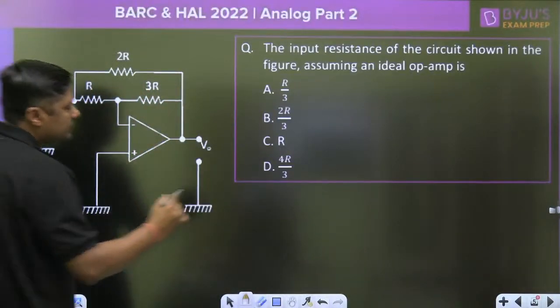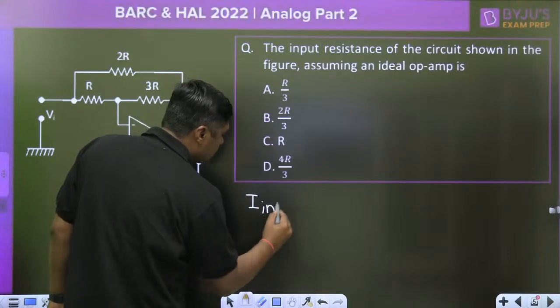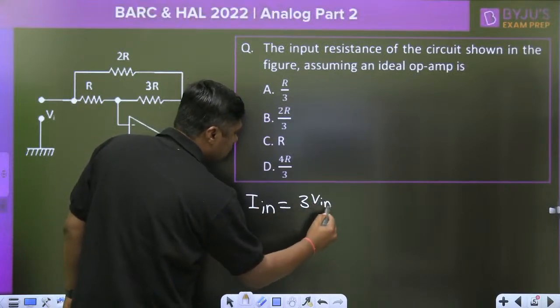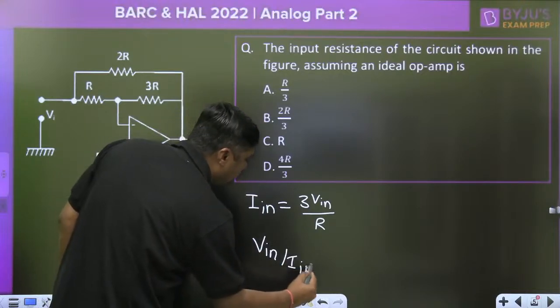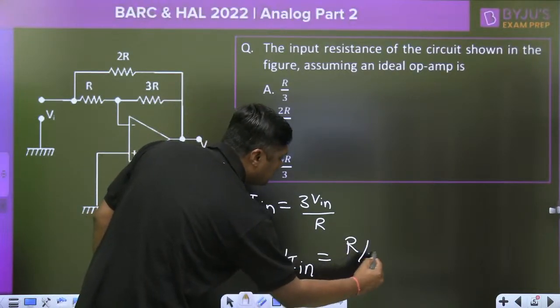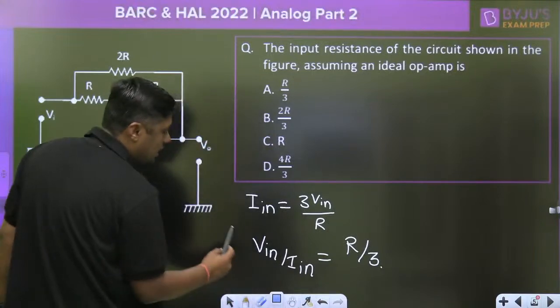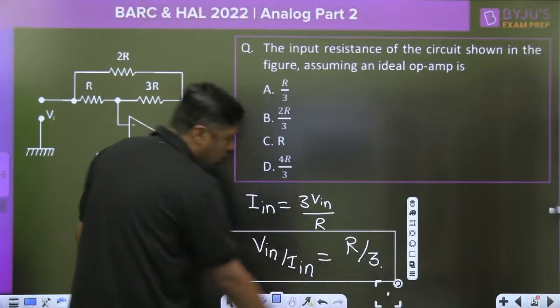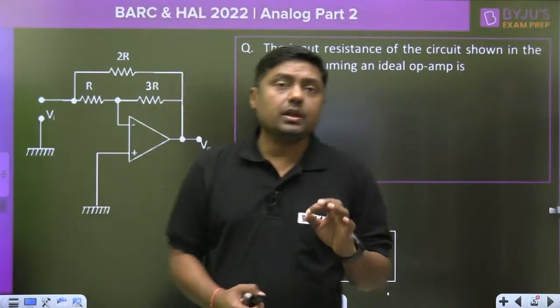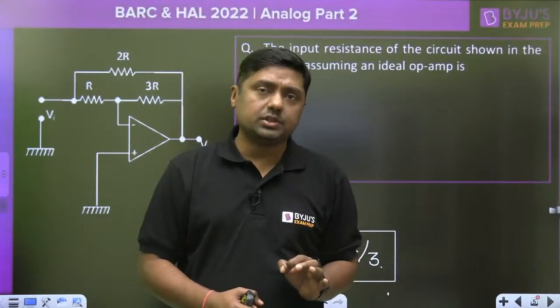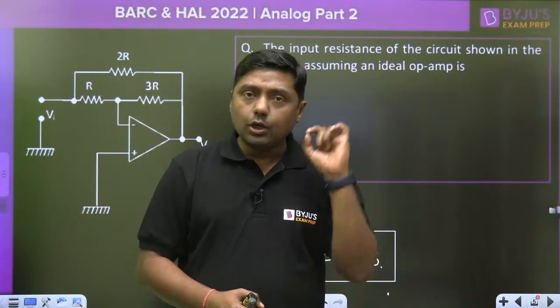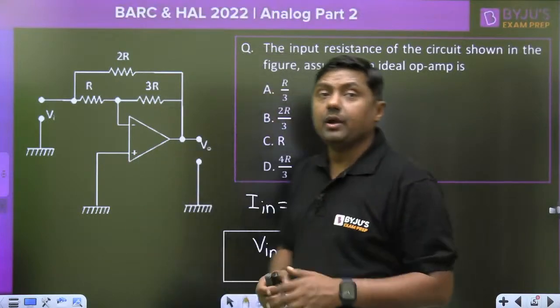So what is V in by I in? That is called input resistance, and it is equal to R by 3. This is the answer, R by 3. So new students, in any question, the simple way to find the input resistance is the value of that battery and the current given by that battery.